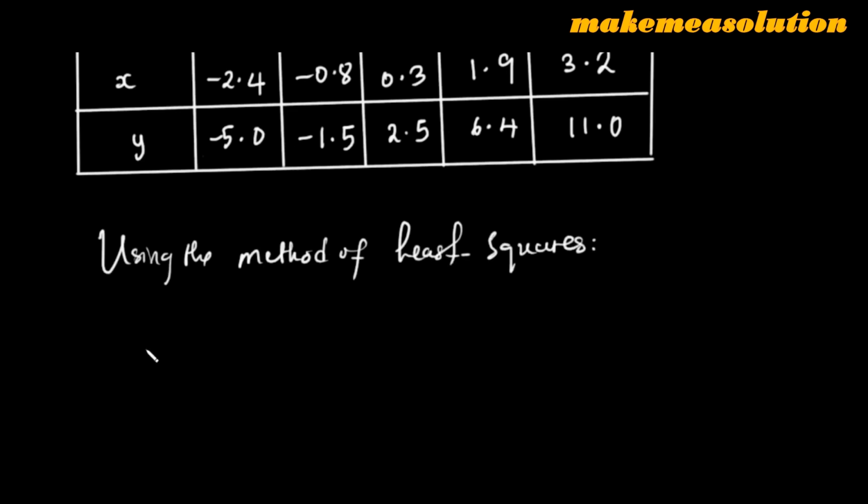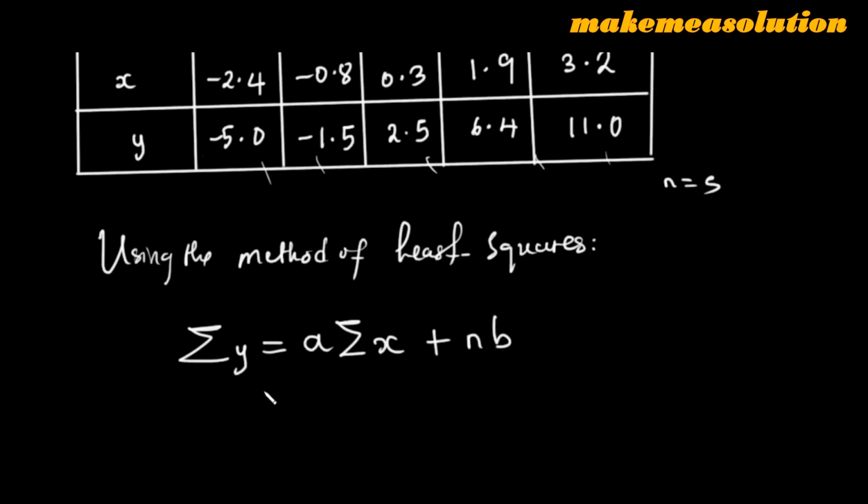Using the method of least squares, we're able to discover that anytime we are given n points of data, here 1, 2, 3, 4, 5, so n is equal to 5 in this case, we can get a system of simultaneous equations given by: summation y, the sum of all y points, is equal to a summation x plus n times b. You'll be wondering where y, a, and b are coming from.